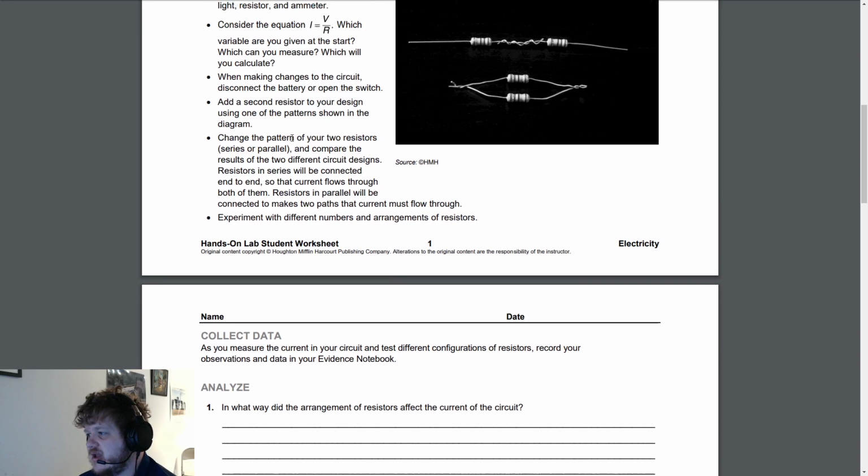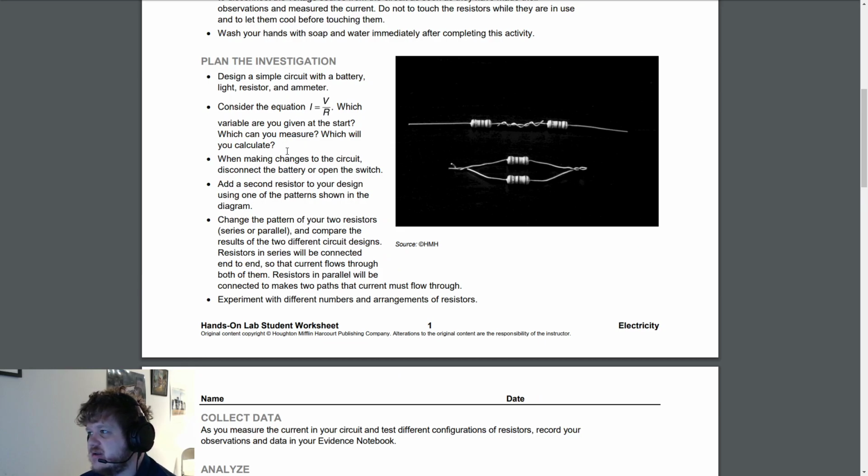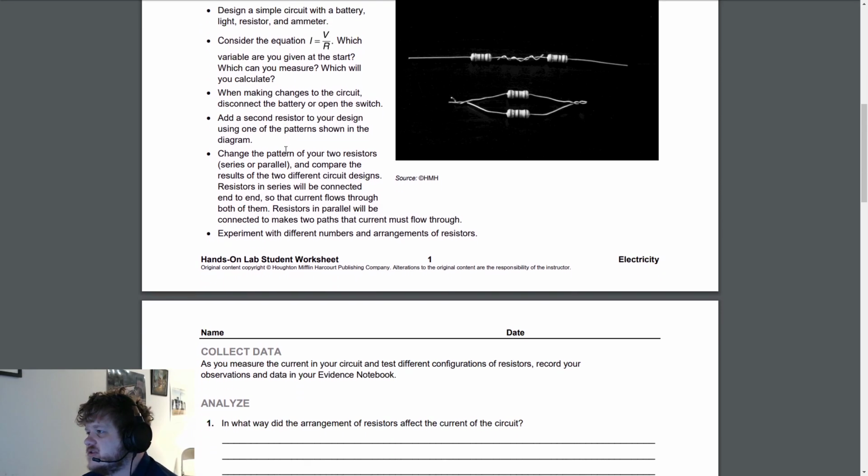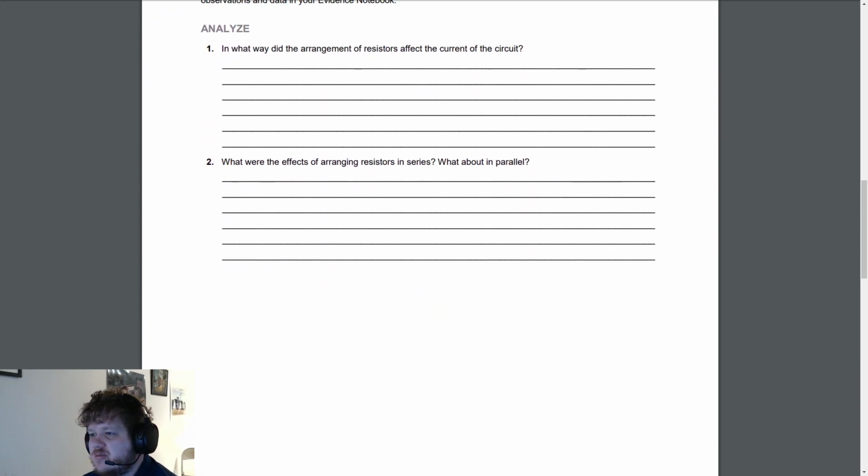So you're going to have to design a simple circuit, and you're going to consider the equations we've been using, V equals IR, or in this case the other form, I equals V over R. And you're going to do some measurements and test it out. So what we'll do is switch over to the lab.